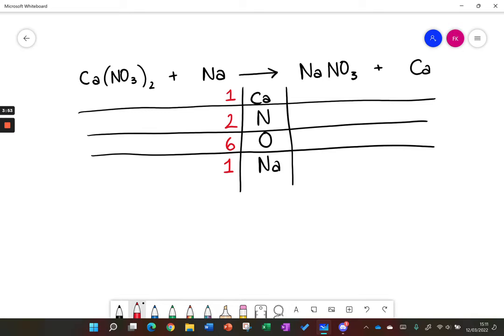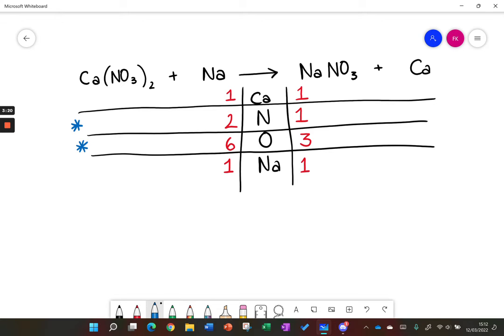Now on the right hand side, again, we have 1 sodium, we have 1 nitrogen, and we have 3 oxygens and 1 calcium. Okay, now hopefully you can see that, for example, looking at the nitrogen and the oxygen, these are not balanced. But if we look at the relationship between what's on the left hand side and the right hand side, we can see that going from 2 to 1 and 6 to 3 is a multiple of 2.